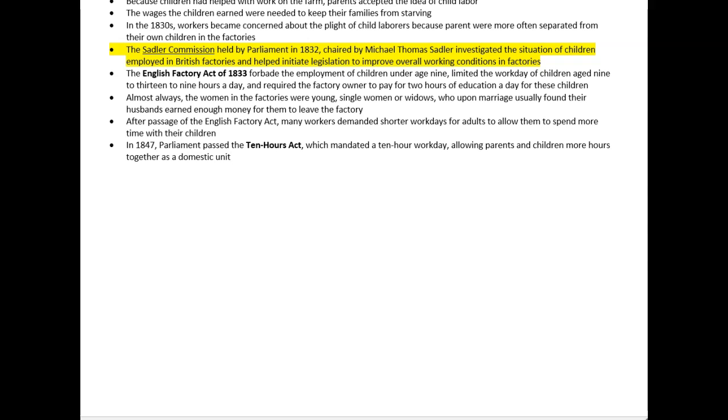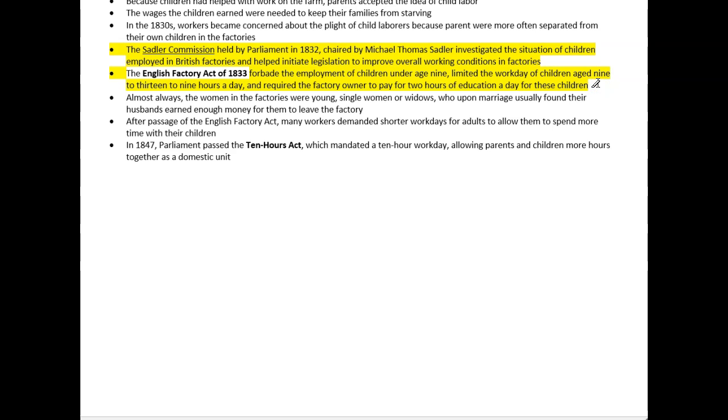Okay, so the English Factory Act of 1833 forbade the employment of children under age 9, limited the workday of children aged 9 to 13 to 9 hours a day, and required the factory owner to pay for 2 hours of education a day for these children. So we're going to highlight all of that for the definition.